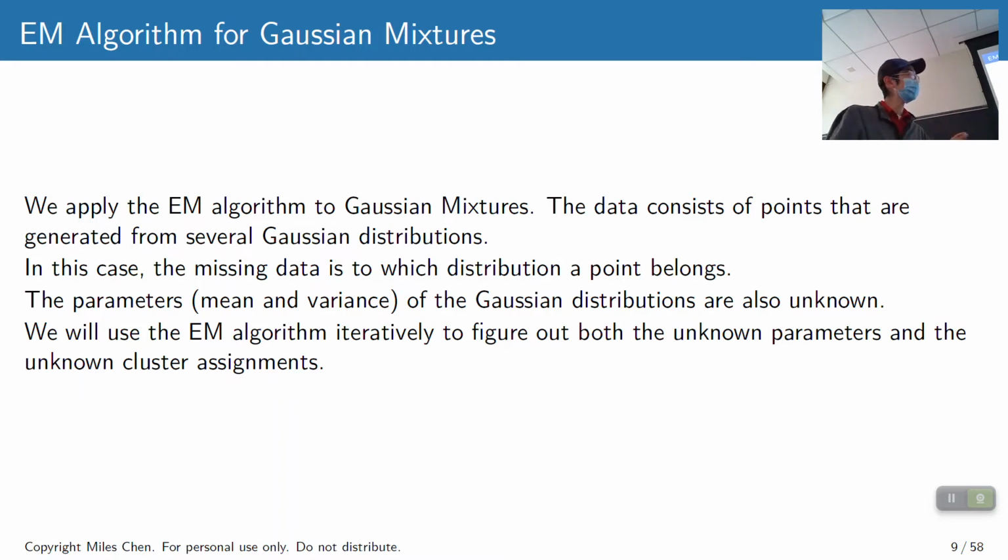And so we're going to use the EM algorithm to iteratively figure out both the unknown parameters and the unknown cluster assignments, okay? This is an unsupervised learning technique, in that we're forming clusters. We're saying the data come from mixtures of Gaussians, but we don't know which distribution they're coming from. We don't know the means and the variances. At first, it can feel a little overwhelming, but we'll go through it, okay?